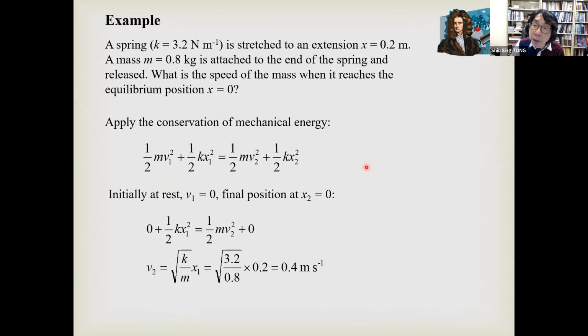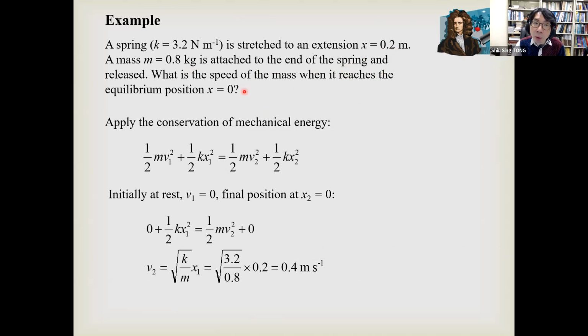Now let us have a simple example for you to understand this concept. Suppose now we have a spring, and the spring is initially stretched to an extension of x equal to 0.2 meter. The spring has a force constant of 3.2 Newton per meter, and a mass of 0.8 kg is attached to the spring. Then the spring is released. So the object is now released from rest with an initial extension in the spring.